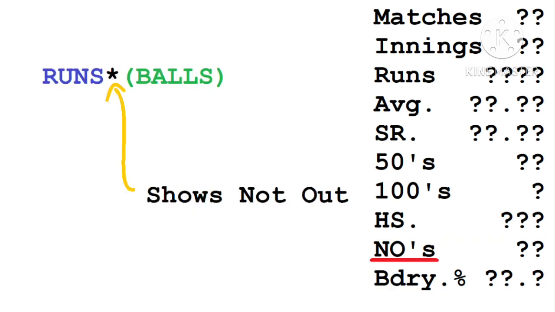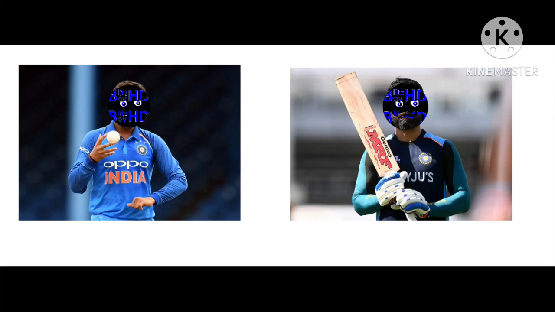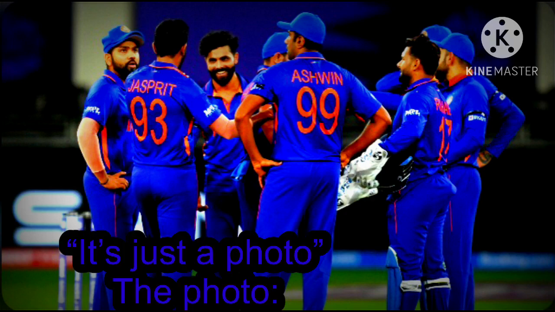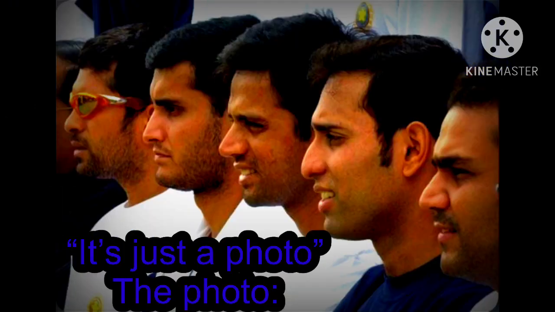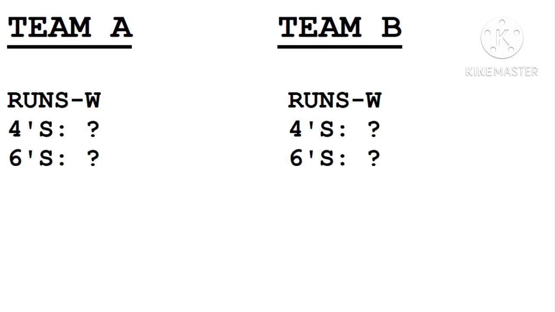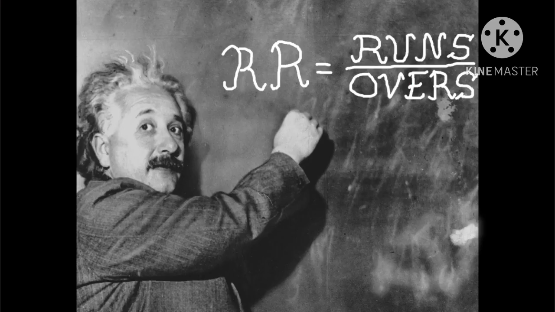Other stats include not outs, which is how many times you finished an innings without losing your wicket, and boundary percentage, which is how many of your runs came from boundaries per 100 runs. Those are the player stats, but what about team stats? Team stats are recorded from the batting point of view. In a match, the most important stat is runs, which is how many runs the batsmen score, along with extras. Boundaries are also listed, along with the run rate. Run rate is the amount of runs scored every over by the batting team.